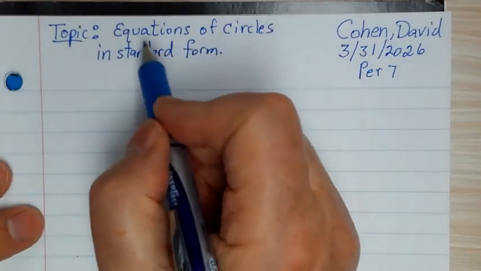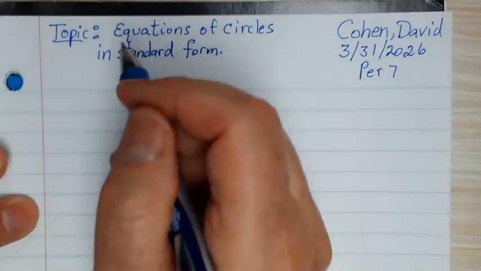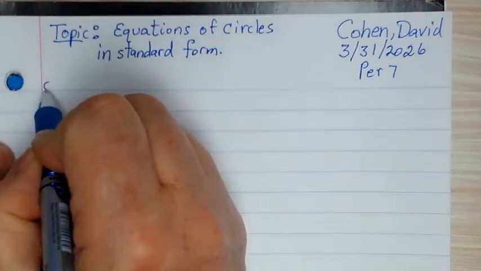So today we're going to be talking about the equation of circles in standard form. And let me start with an objective one.